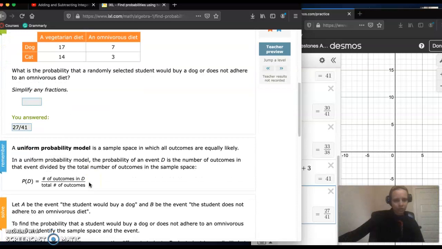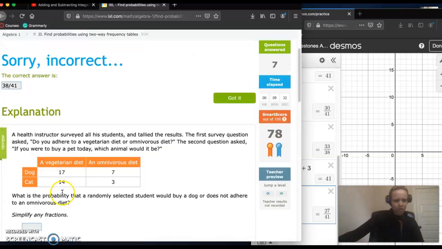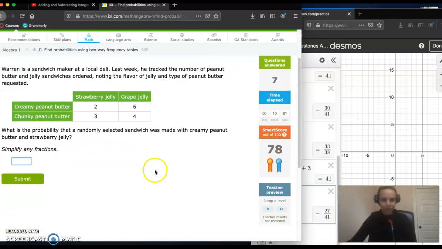Oh, I got it wrong. Let's see. Why did I get it wrong? Did I misread the question? What was the question? Probability a randomly selected student will buy a dog. Dog, 17 and 7, or does not adhere. Oh, does not. Okay, guys, and look, see, I make mistakes too, okay? Does not adhere to an omnivore's diet. This is adheres to it, but does not would be here. So it'd be 14 plus 17 plus 7 over the total of 41. Okay, cool. Hey, I'm allowed to see. I don't get upset when I get it wrong. I don't know why y'all get upset.